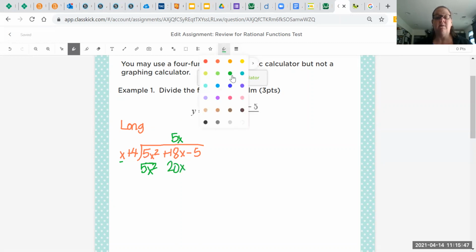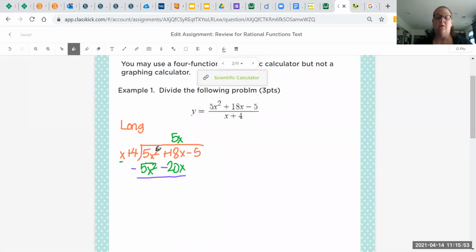Now remember, you always have to subtract, and this is where a lot of you are forgetting that you need to subtract once you have this. So I'm going to subtract them. So these cancel out, which is what needs to happen every single time. 18x minus 20x is negative 2x. And now I bring down the negative 5.